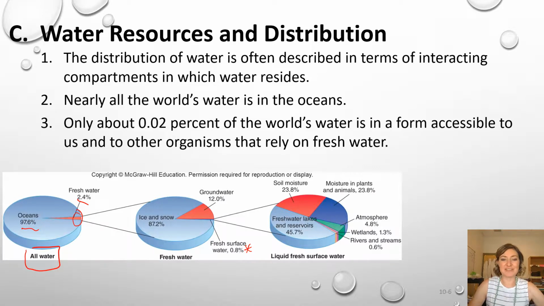So 45.7% of the 0.8% of the 2.4%, it's like Inception, is in freshwater lakes and reservoirs. So it's in a stored body of water on the surface. 23% is in the soil. It's not accessible to us. It's good for plants. 23% is in plants and animals, so it's kind of tied up in the living component. 4% in the atmosphere, and then the remainder is in wetlands, rivers, and streams. So if you think about all the water that we have, the water that we can use is in such a small percentage and proportion, which is why it becomes one of the most precious resources.